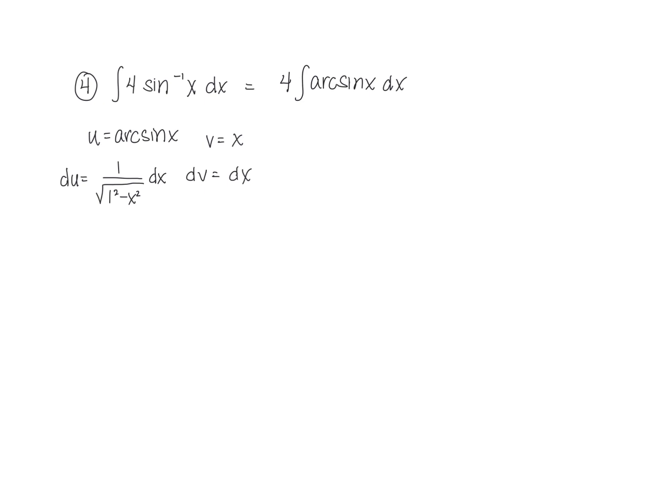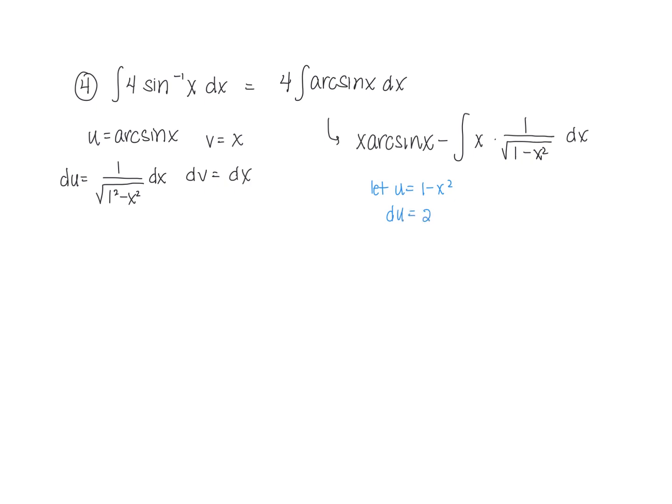So if we use integration by parts here to simplify this, this would be uv, so x times the arcsine of x, minus the integral of v du, and I'm going to go ahead and just write it as x over the square root of 1 minus x squared dx. And then I'm going to let u equal 1 minus x squared, because I don't know how to take that antiderivative otherwise.